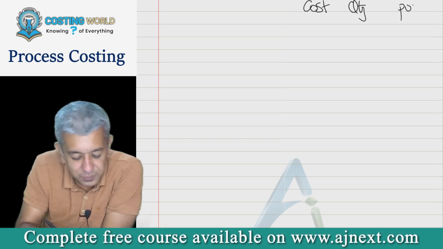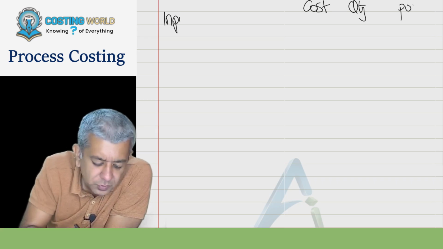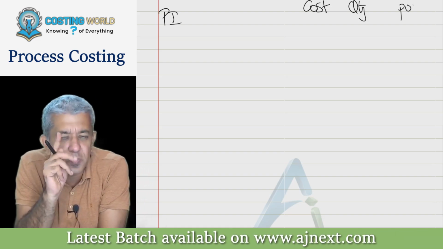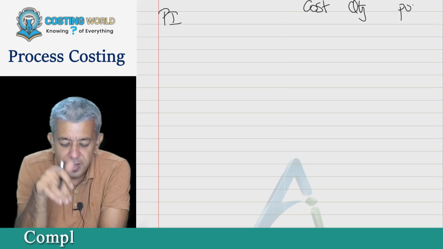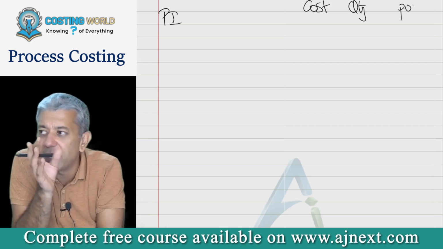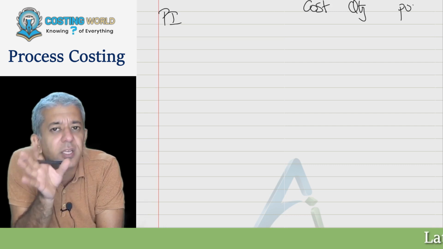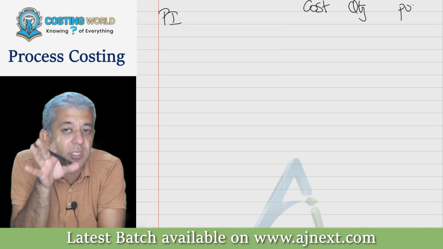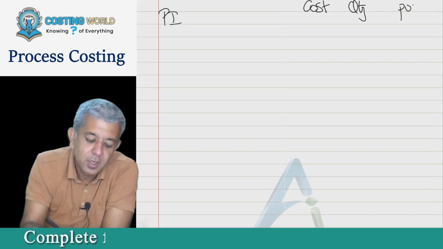Now, in this case, first, in my example, there are only two processes. P1 transfers to P2. P2 transfers to finished goods. If this question comes in exams, it will directly come for 16 marks. It has come around 5 to 6 times in the last 30 years or so. Because these questions take a lot of time to do, they'll come for 16 marks.